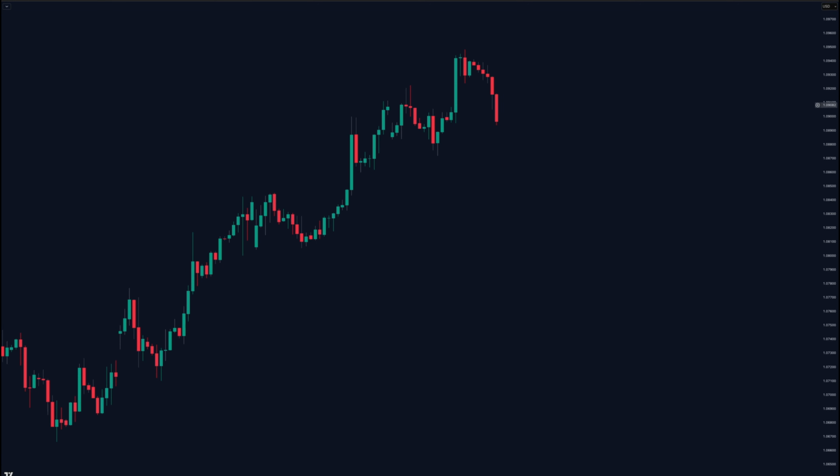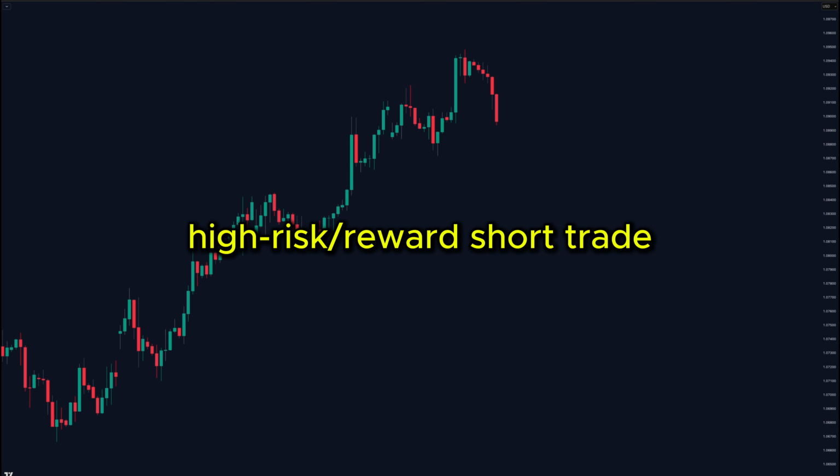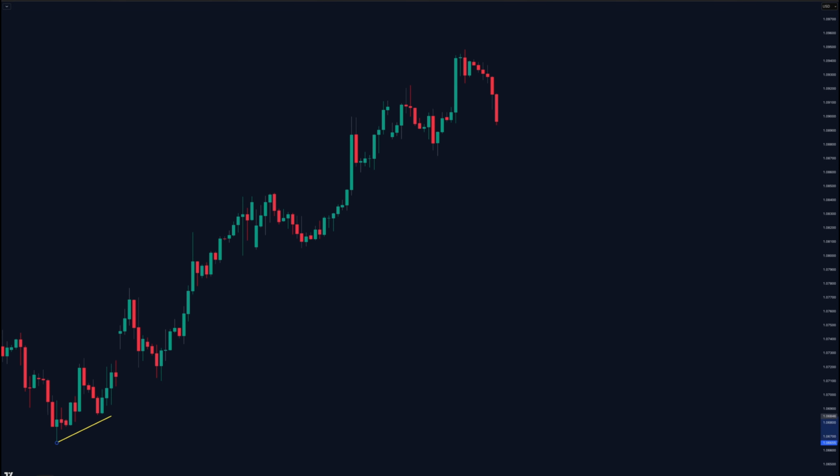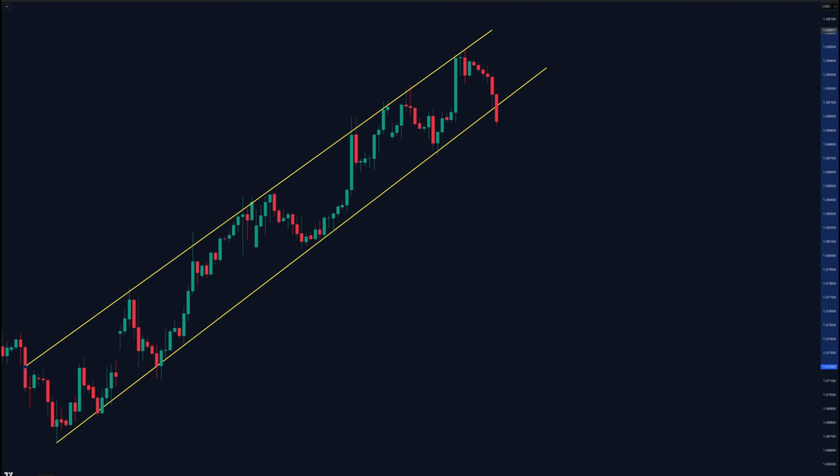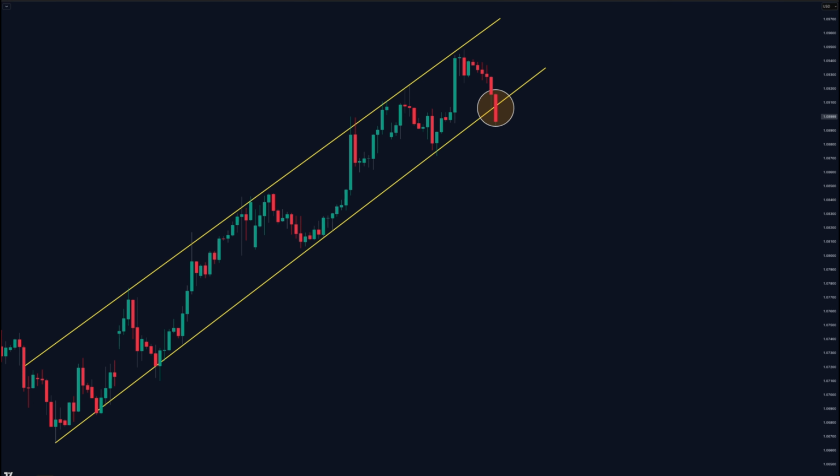Since the market already made a massive upward move, catching the reversal here could give us a high risk to reward short trade. So let's mark it up. First, we draw a trend line connecting the higher lows from the first low to the most recent one. Next, draw another trend line across the higher highs. Now look closely. The price just broke below the lower trend line.